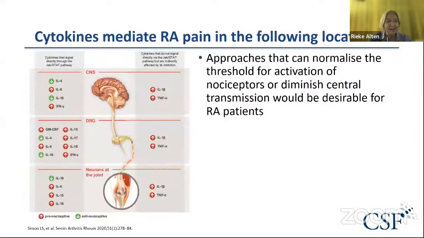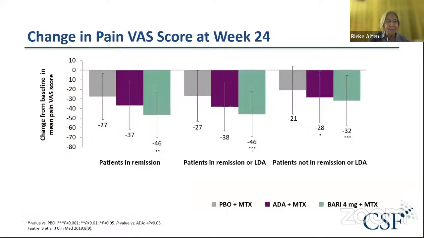Next slide, please. So the cytokines, and there we come back to our point, mediate the pain of rheumatoid arthritis in the following locations: approaches that can normalize the threshold for activation of nociceptors or diminish central transmission would be desirable for patients with rheumatoid arthritis. And I think we are nearly at the end now. Yes, that is the change in the pain VAS scores at week 24. And these are the data we can see for baricitinib, and especially here for the baricitinib 4 milligram arm, the data were very much superior to the comparison group, that are data from the BEAM study, where the data were compared with adalimumab and methotrexate.